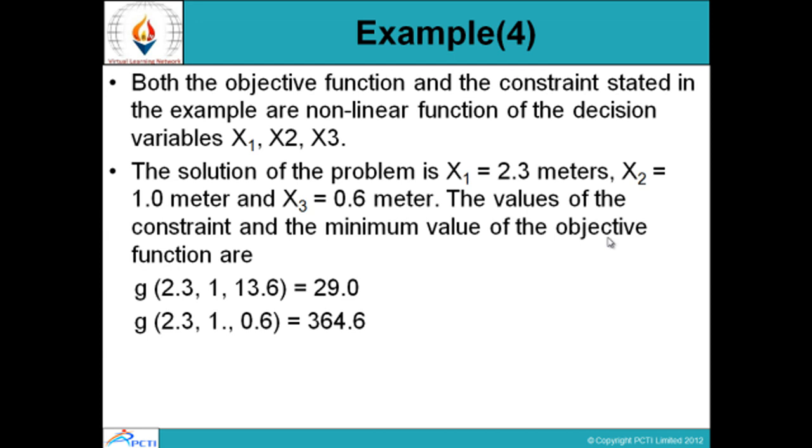Example: both the objective function and the constraint stated in the example are non-linear functions of the decision variables x1, x2, x3. The solution of the problem is x1 equal to 2.3 meters, x2 equal to 1 meter and x3 equal to 0.6 meter. The values of the constraint and the minimum value of the objective function are g(2.3, 1, 0.6) = 29, f(2.3, 1, 0.6) = 364.6.